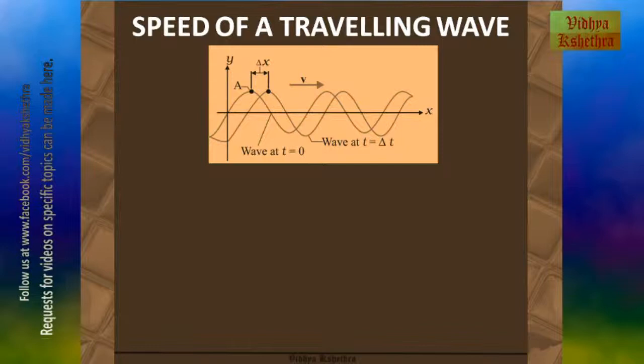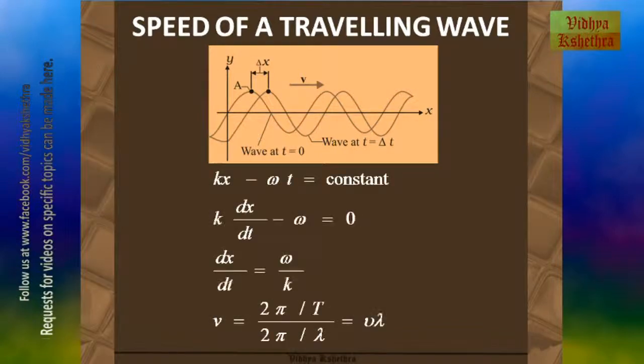Now since at both the positions the phase of the wave remains the same, we can say that kx minus omega t is equal to constant. Now differentiating on both sides, we get k into dx by dt minus omega is equal to 0, or dx by dt is equal to omega by k.